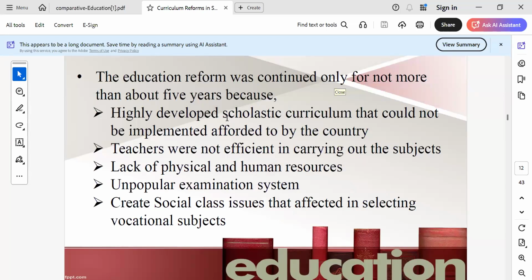So the education reform continued for not more than about 5 years because the highly developed scholastic curriculum could not be afforded by the country, right? The academic side is more scholastic curriculum, right? So they can't actually implement it; the students, the teachers, parents, they can't go with that, right? They face a lot of difficulties. And teachers were not efficient in carrying out the subjects, lack of physical and human resources, unpopular examination system, create social class issues that affected in selecting vocational subject.